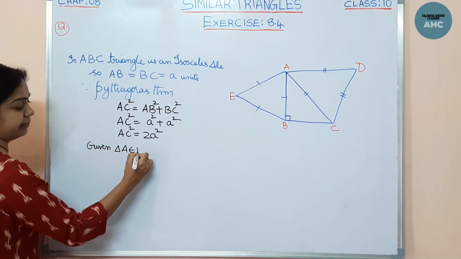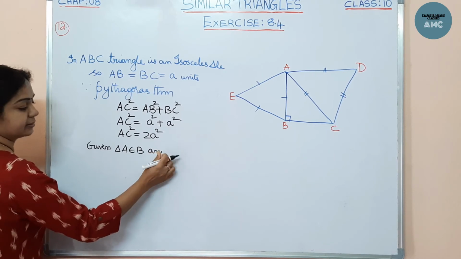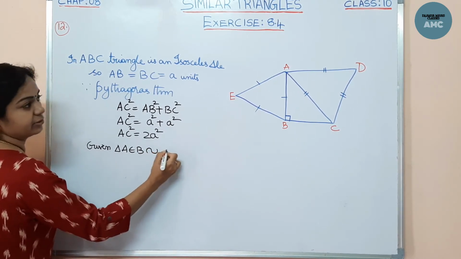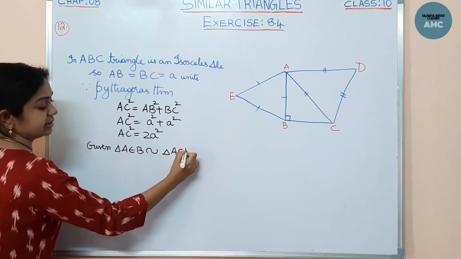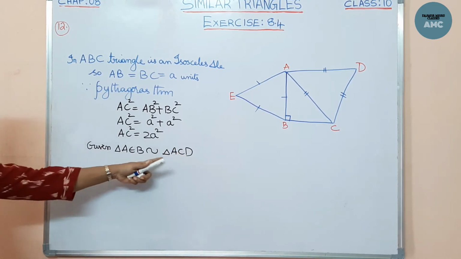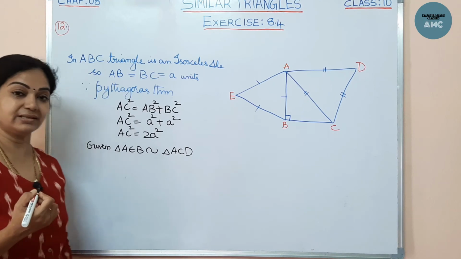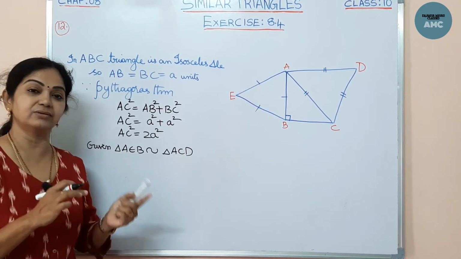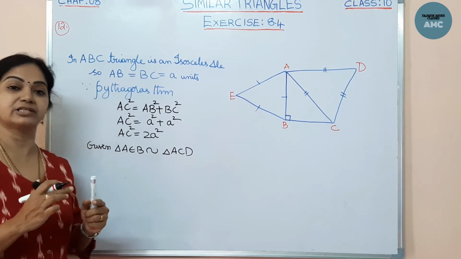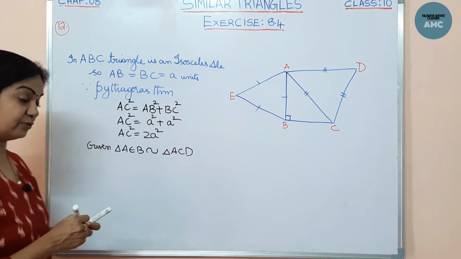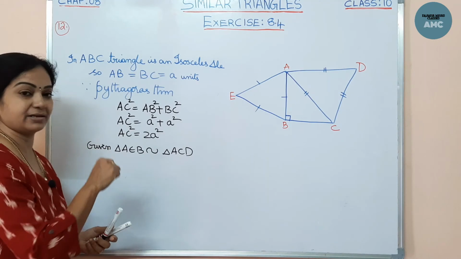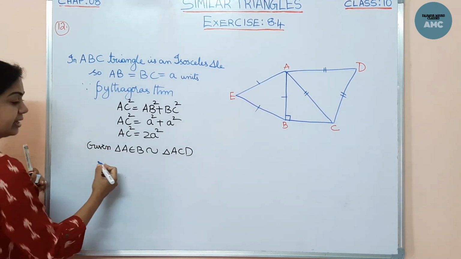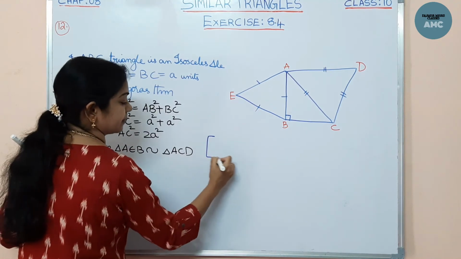Given, triangle AEB is similar to triangle ACD. These two are similar, that is given. Now there is a theorem that the ratio of the areas of two similar triangles is equal to the ratio of the squares of their corresponding sides. That theorem we have proved in our earlier parts. Do check the previous videos. Here let me write that theorem.